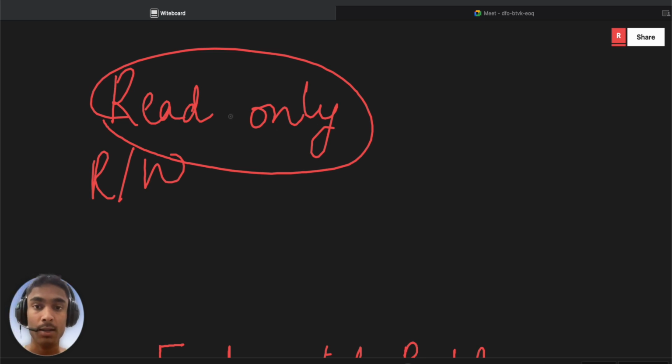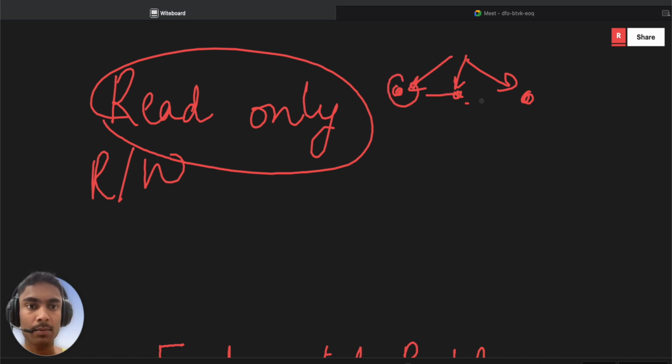Why? Because let's say there are multiple servers and we have already written the data that is to be fetched, the data that will be read, and it is already in these servers. There is no modification that is going to happen through these requests. So whichever server is requested, we don't really need to worry about the synchronization.